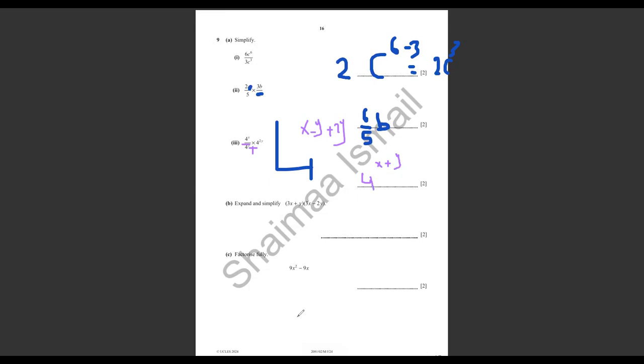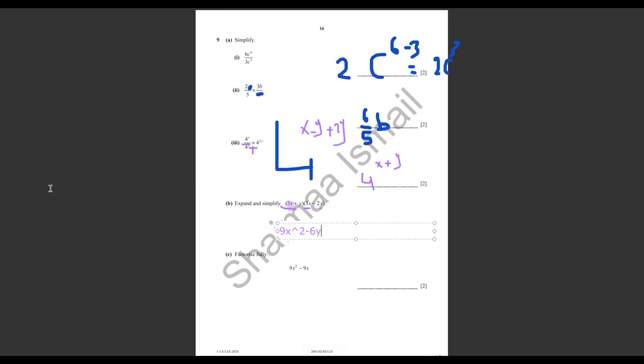Here, expanding, we start with the 3x and multiplying by 3x, then by negative 2y. Step by step, let's do it. First we take the 3x. The 3x multiplied by the 3x is 9x squared. And here, 3x multiplied by negative 2y is minus 6xy. Okay, minus 6xy.